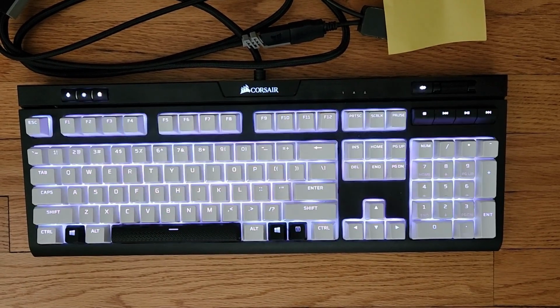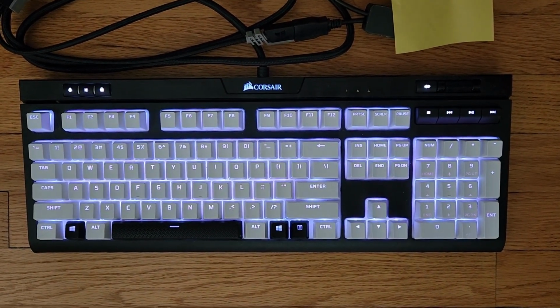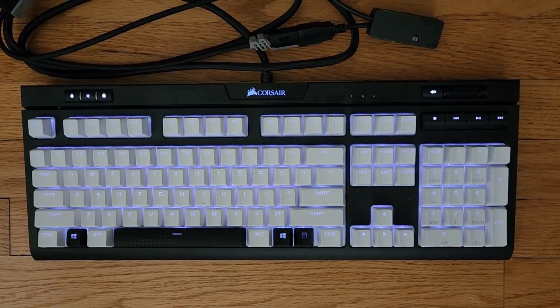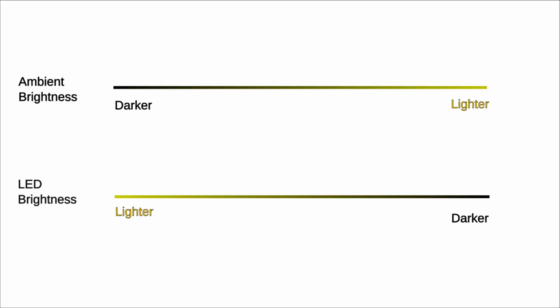goal here will be to provide adaptive lighting with the LDR instead of just on and off control based on a threshold. So in this version, the LEDs will be brighter when it's in a darker environment, and the LEDs will get progressively dimmer as the room gets brighter.